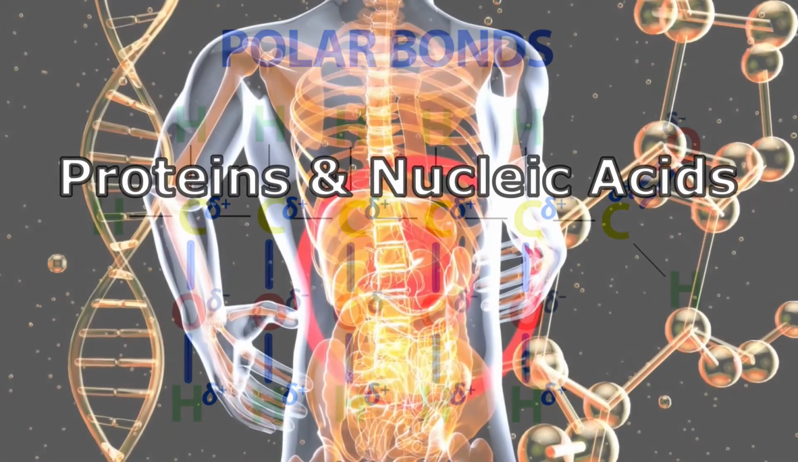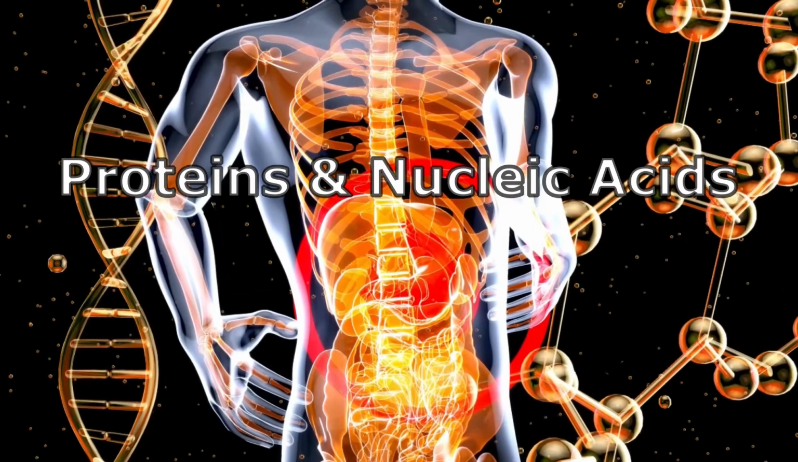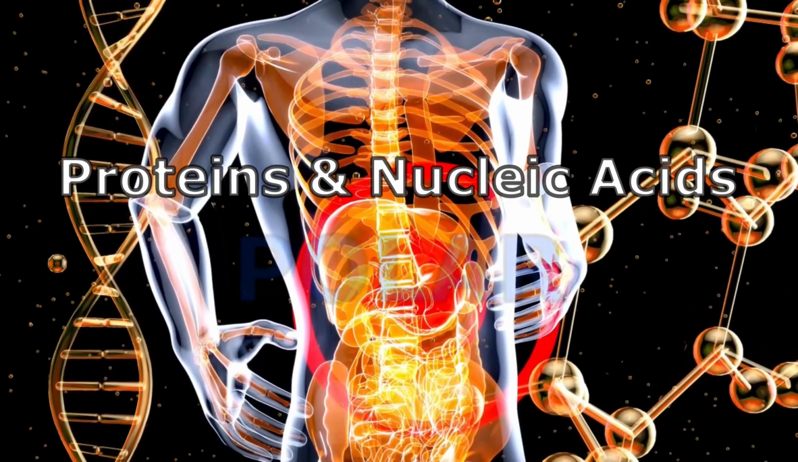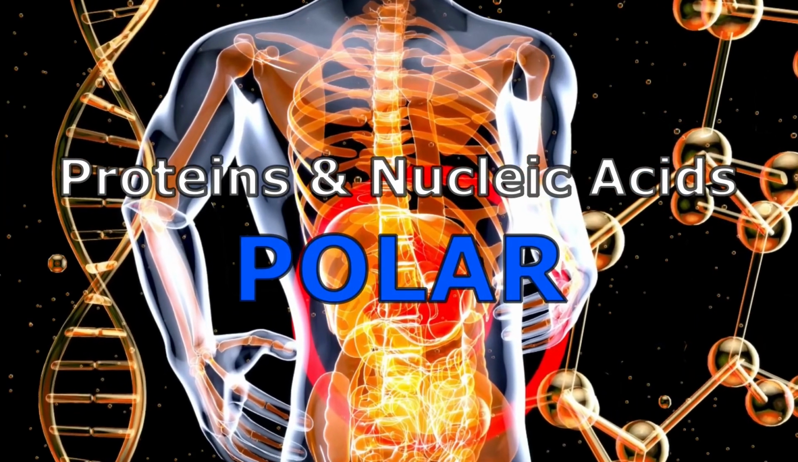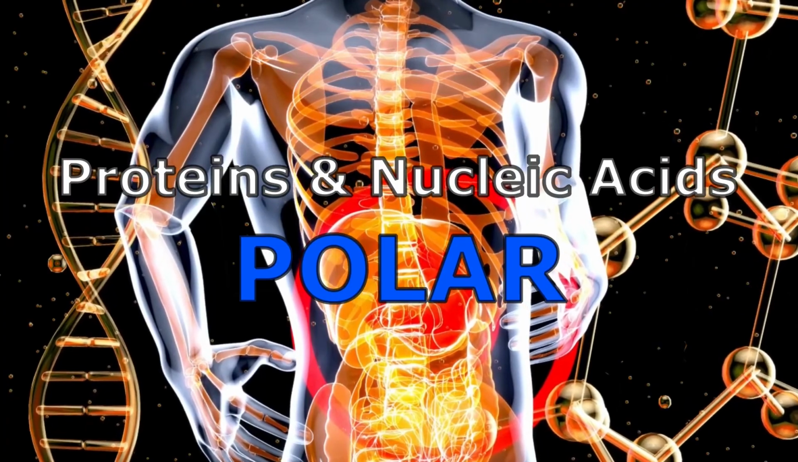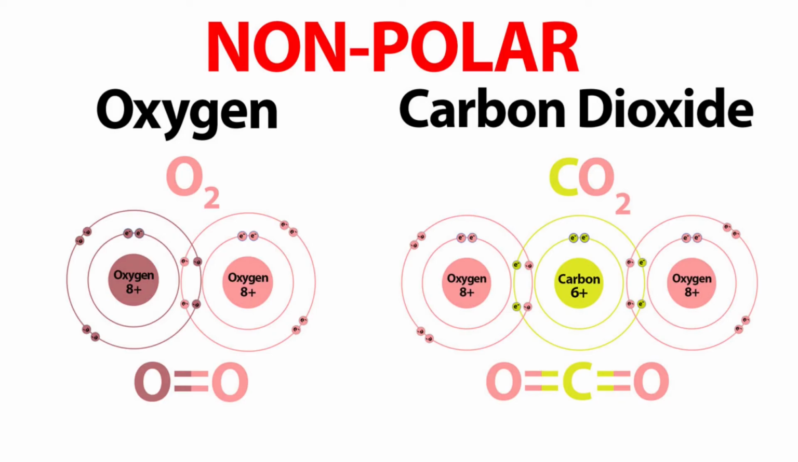Proteins and nucleic acids, the other major classes of molecules in the body, are very large molecules that contain significant numbers of polar covalent bonds, and so are also polar molecules. Two other very important non-polar molecules in the body are oxygen and carbon dioxide. Carbon dioxide is composed of carbon and oxygen, so you may expect it to be polar. However, the small and symmetrical shape of this molecule actually makes it a non-polar molecule.